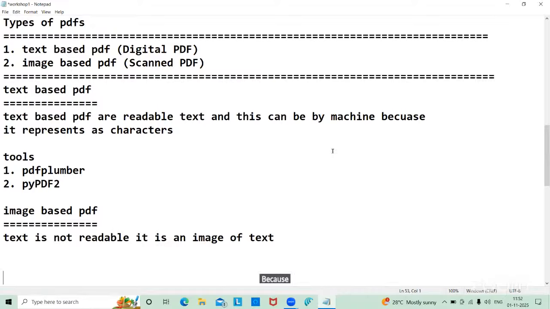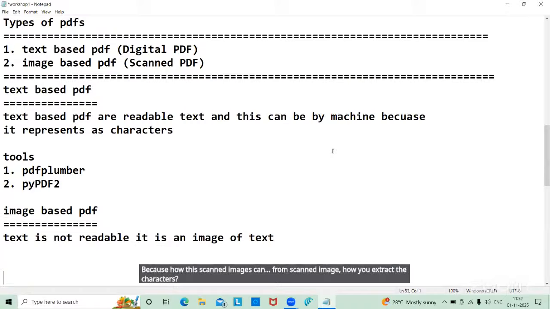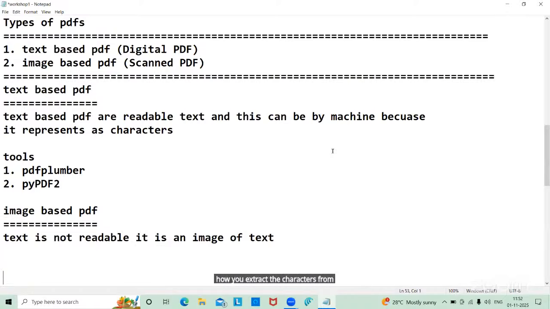Because that is important, right? From a scanned image, how do you extract the characters? For that you have image based PDF tools. Because it is just an image, right? It is not a character. It is just an image.